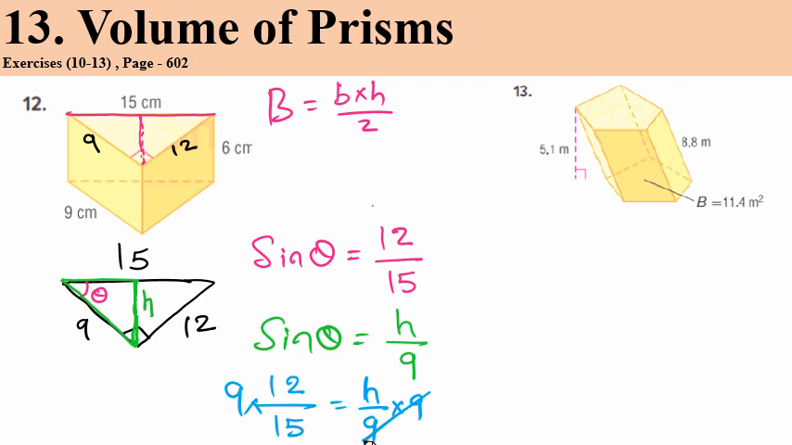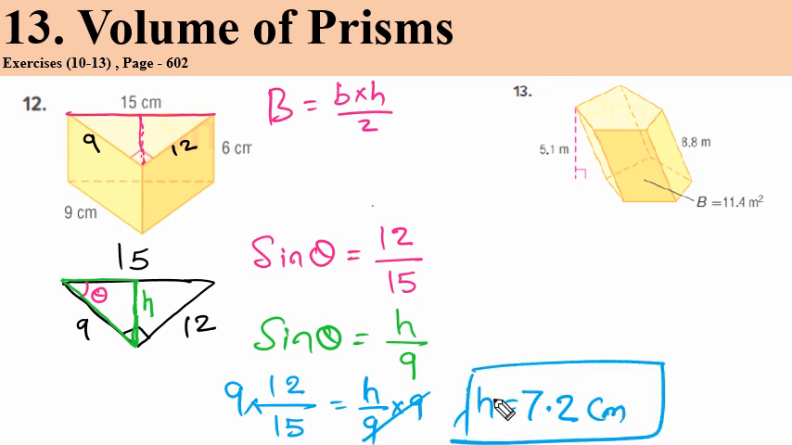So 9 divided by 9 will be 1. Now h is equal to 12 multiplied by 9 divided by 15. 12 multiplied by 9 divided by 15 will give you 7.2, and the unit is centimeter. So that's how you will find the height. Okay, I did this slowly so you can understand, but if you understand this one time you can do it very fast. So the height is 7.2.